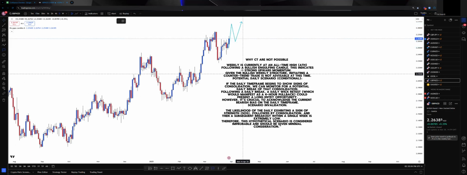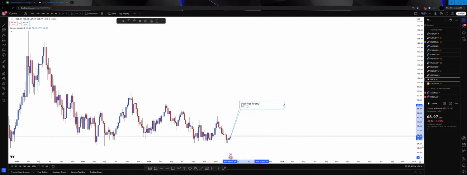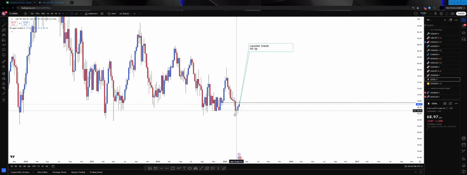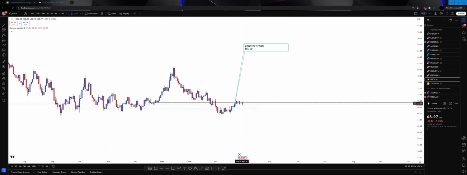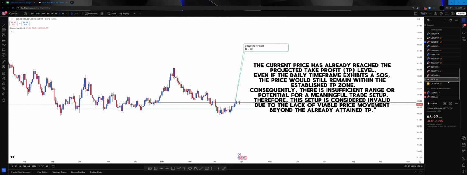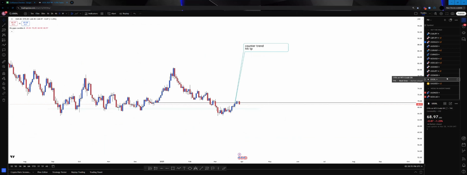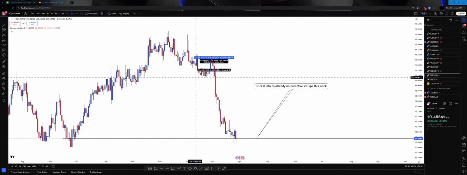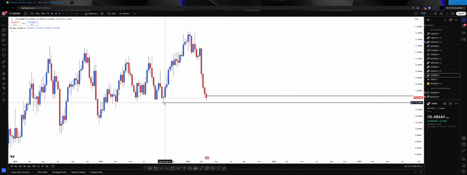So here we're just going to put down US oil, basically at TP. Let me see the daily. Yeah, the daily, this is basically there already, so we're not interested in US oil. USD NOK. Oh, that was the wrong time frame we're looking at.